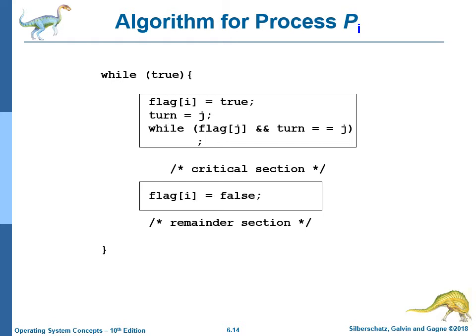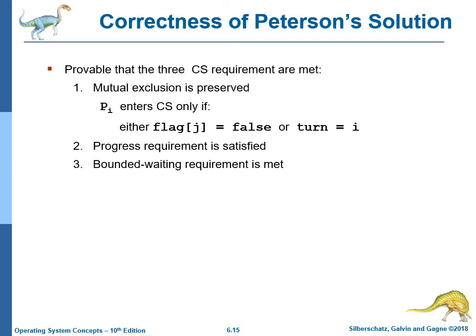So only one of these assignments will last, and the other will be overwritten immediately. So the eventual value of turn determines which of the two processes is allowed to enter its critical section first. So now kita boleh buktikan, we can prove that this solution is correct, di mana Peterson's solution provides the three requirements. Critical section requirement met.